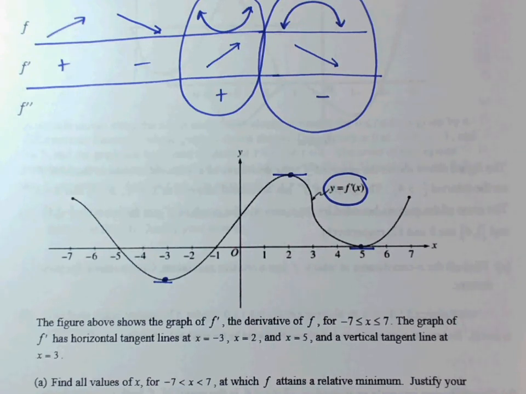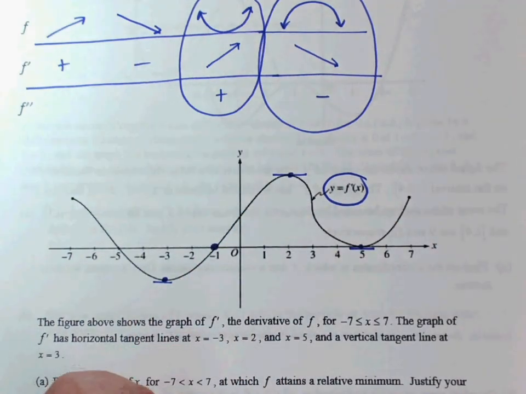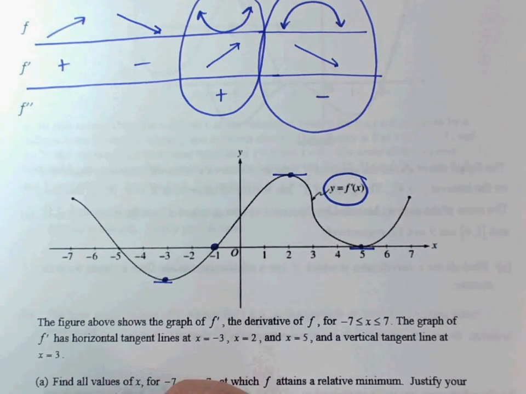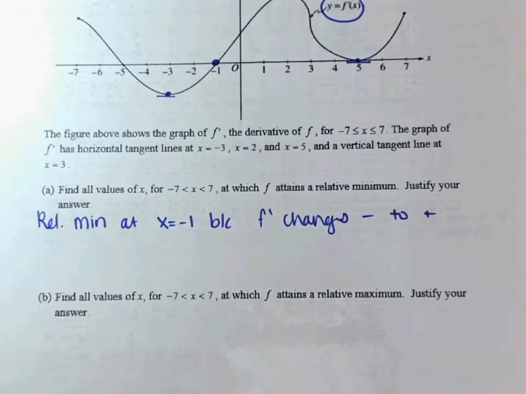Look at your graph. You know how to do it. Where's the relative minimum? -1. Good. So you'd say there's a relative minimum at x equals -1 because F prime changes from negative to positive. Now, if they had asked for critical numbers, what other numbers would you have had to list? Yes, and remember that even if there's not a sign change, that still counts as a critical number.